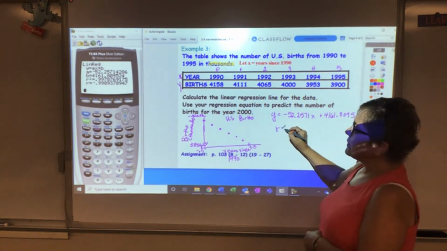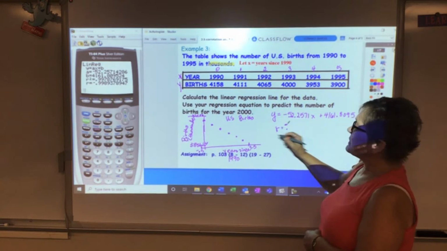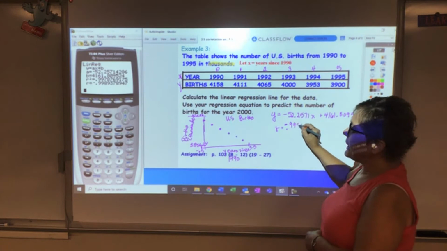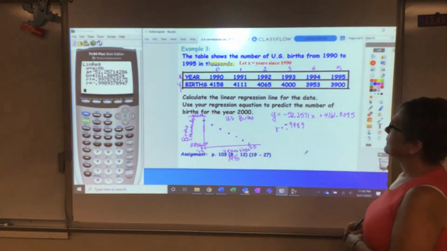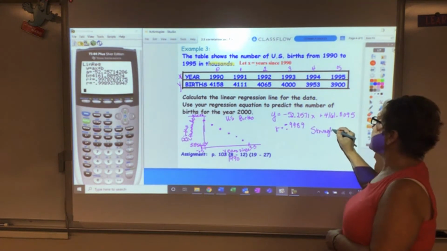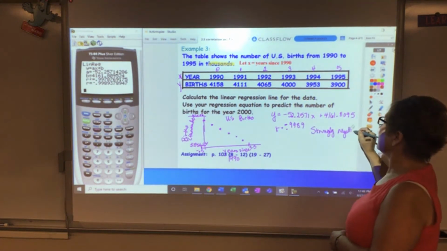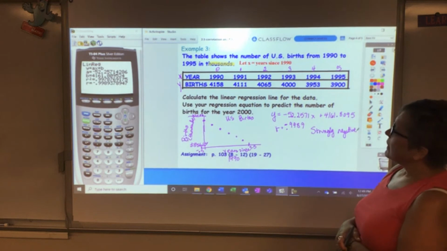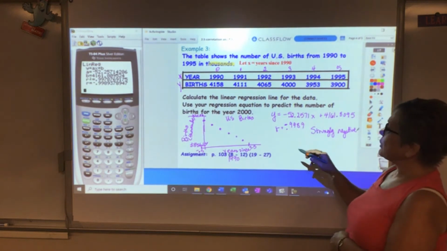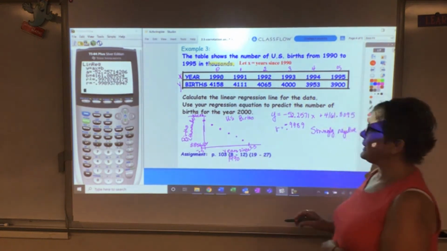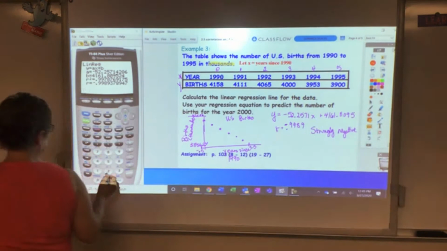And my correlation r is negative because it is a negative correlation, 0.9989. So this would be strongly negative. Very strong negative. 99% of the points fall on the line. Very strong. And it says predict the number of births in the year 2000. So 2000 subtract 1990 is 10 years.